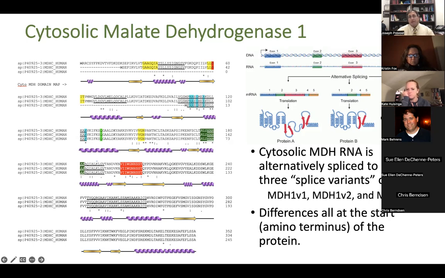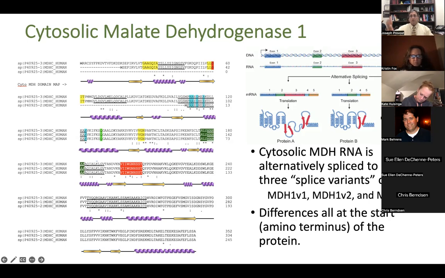So then when we realized this, we used a student CURE. Jess Bell helped out with some of her CUREs, and we did a couple of things. We added a TEV site between the end of MDH, the carboxy terminus end, and then the His-tag.